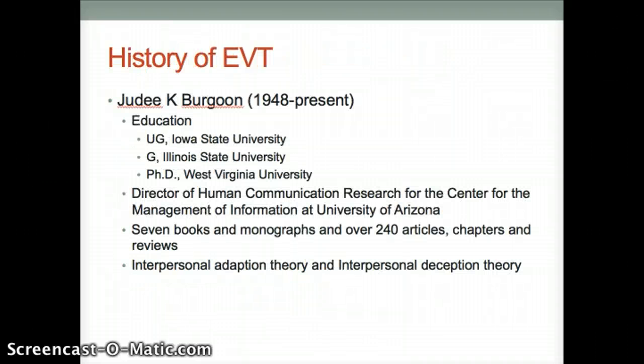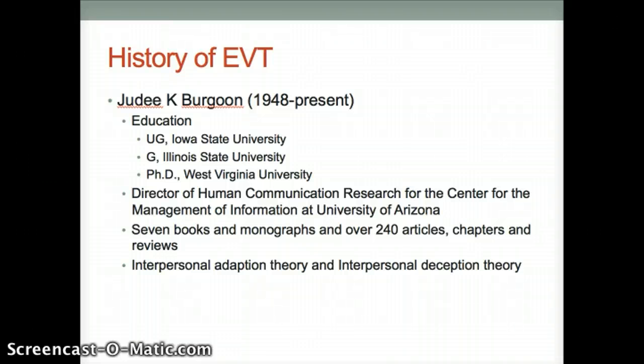Moving on to the history of the expectancy violations theory, Judy Burgoon and her colleagues were the founders of the theory. Ms. Burgoon received her undergraduate degree from Iowa State University, her graduate degree from Illinois State University, and her PhD from West Virginia University.